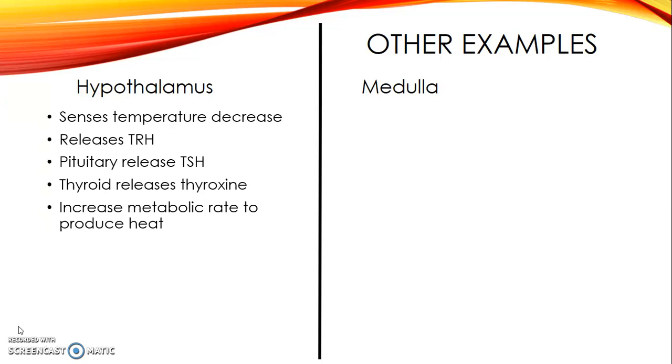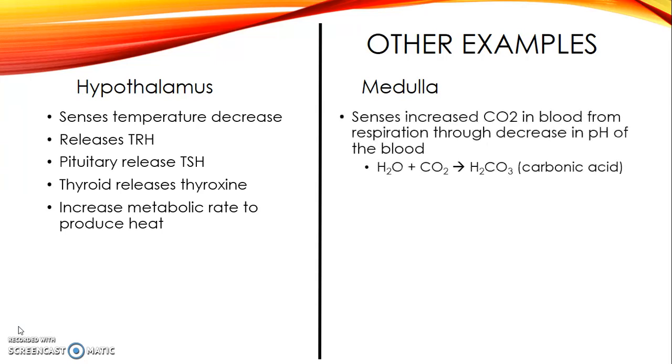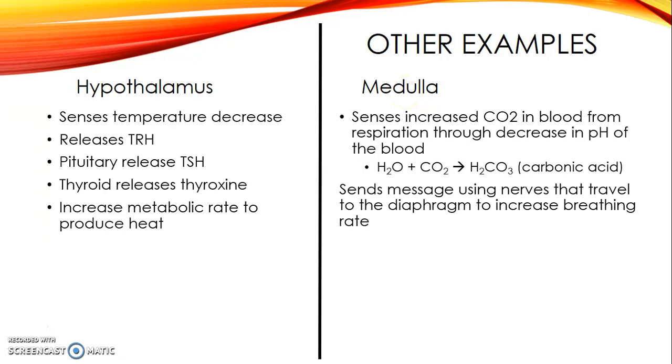Now we're going to talk about the medulla. The medulla controls breathing. The medulla has the ability to sense increases in CO2 in the blood through decreases in pH. When you do respiration, you produce CO2, and your blood is made of a lot of water. CO2 reacts with water in your blood to produce carbonic acid, and carbonic acid is an acid, so it makes the pH of your blood go down, and the medulla can sense this. In response, the medulla in the brain sends messages using nerves to the diaphragm. It's the job of the diaphragm to inflate your lungs to increase your breathing rate more quickly.